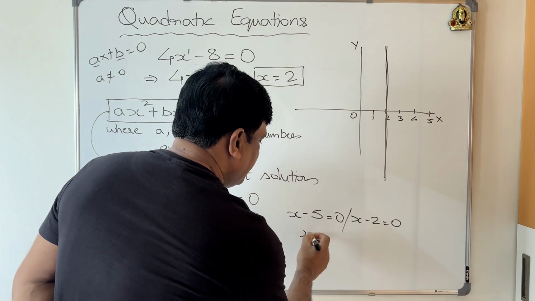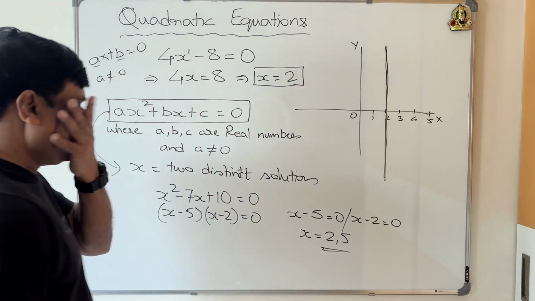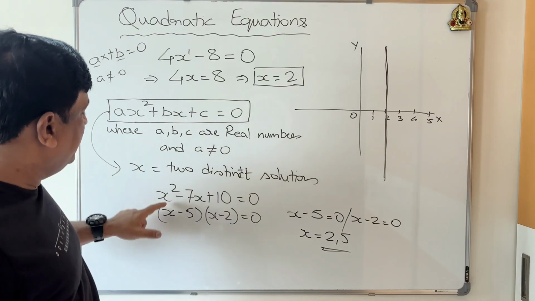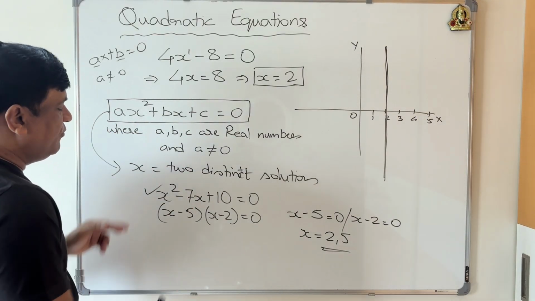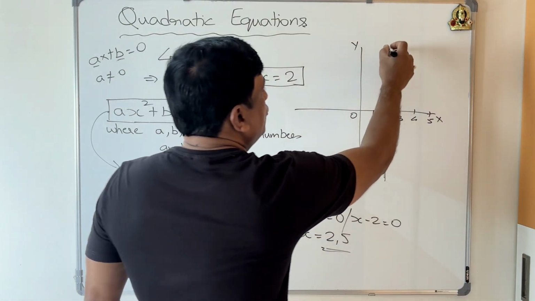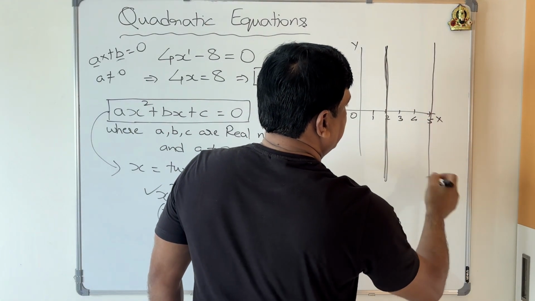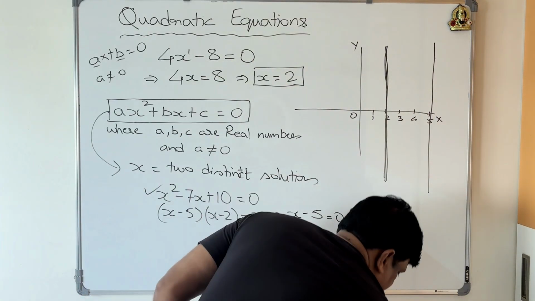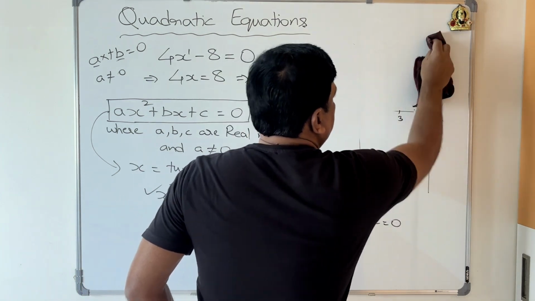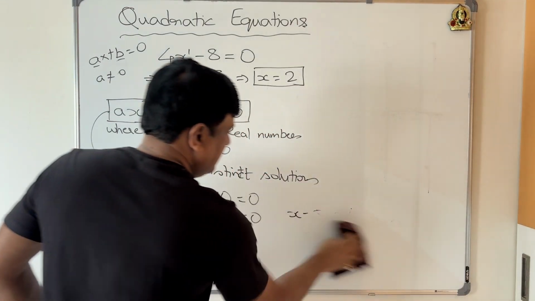So what do you get over here? You get two values: x is equal to 2 and x is equal to 5. If you want to plot this quadratic equation on the graph, x is equal to 2 is again the same straight line, and x is equal to 5 is again a straight line here. This is how it's going to go. So those are the two solutions for this particular quadratic equation. Yeah. So now let's move on.